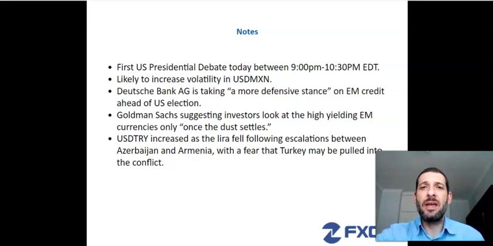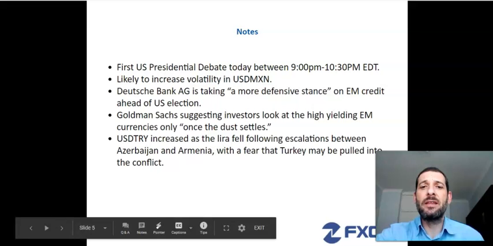We also note that Deutsche Bank is taking a more defensive stance on EM credit ahead of the US election. And Goldman Sachs is suggesting investors look at high-yielding EM currencies only once the dust settles. We also see that the US dollar Turkish lira has increased as the lira falls, and this is following escalations between Azerbaijan and Armenia. And there's a fear that Turkey may be pulled into that conflict.